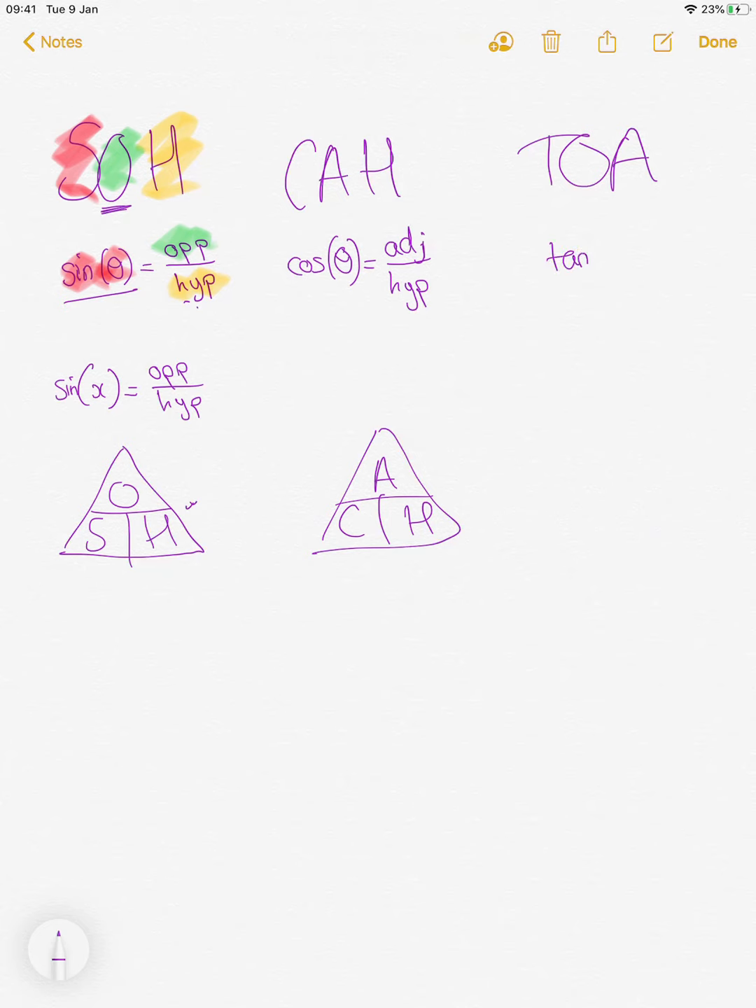Next one, TOA, tan of the angle, and your triangle would look like that. So make sure you've got all of that down in your book. It's really important, so make sure it's nice and neat, and then we'll go on to how to use this. So I'll pause the video and then I'll go on to the next thing.